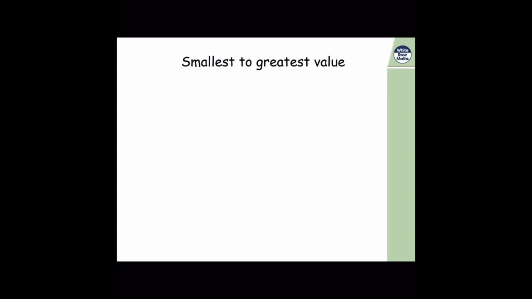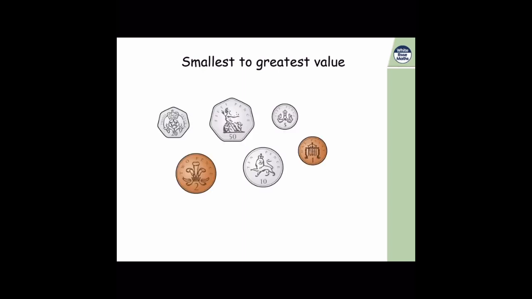Now we're going to look at ordering our coins by value. Value is possibly one of the trickiest things to understand. We decide the value by looking at both the number and the words that are on the coin. The number, we know we can think about place value and which number comes first, but the words help us think about the value as well.